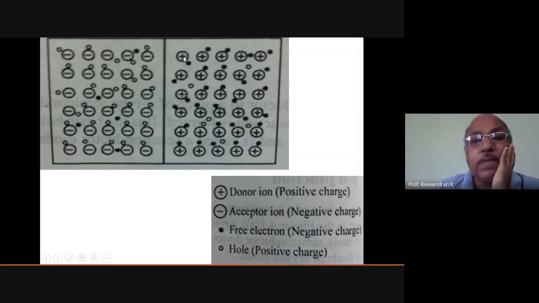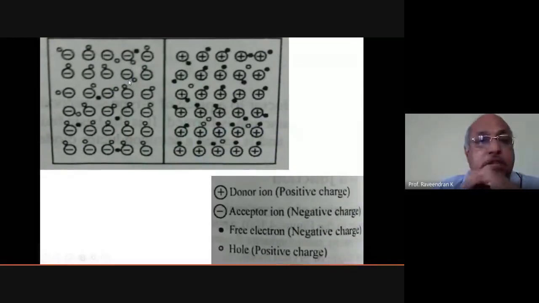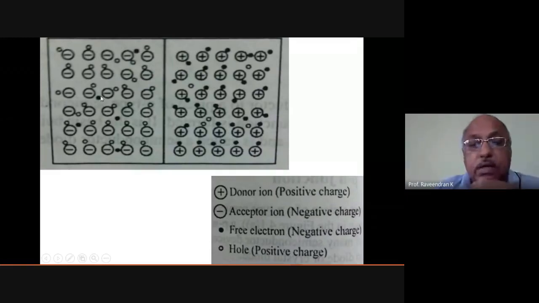formed, there will be a large number of positively charged ions available on the N-type material, which has a large number of free electrons. There will be a large number of negatively charged ions, that is the acceptor ions, available on the P-type material. That is diagrammatically shown here. The donor ion is positively charged here, and the acceptor ion is negatively charged in the case of P-type material. This gives rise to a large number of free electrons shown here, and this gives rise to a large number of holes here.